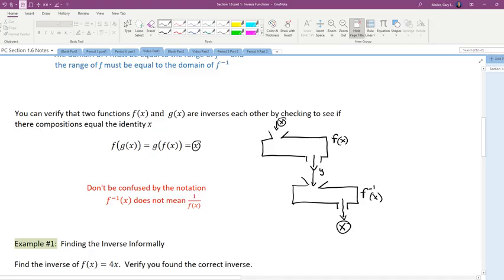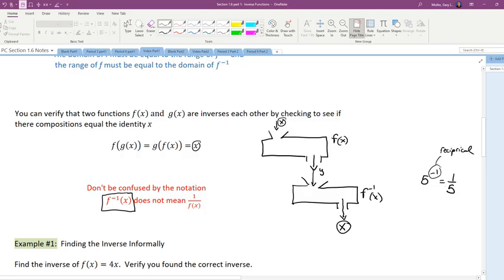All right. Last note on this before we start doing some math is please don't be confused by the notation f to the negative 1 of x. It does not mean the reciprocal. Okay? We learned and we know that 5 to the negative 1 is equal to 1/5.